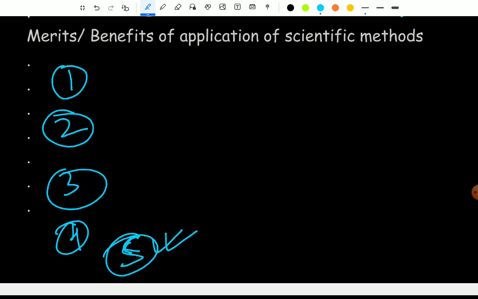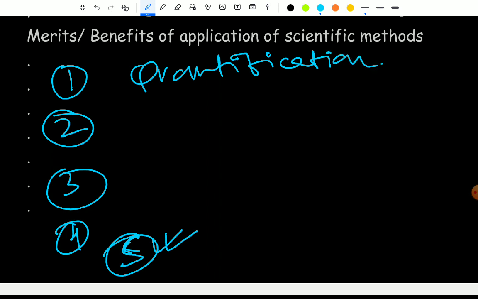So there are multiple benefits of the application of scientific methods. The first one is better quantification of the subject under study. It brings in objectivity. I will basically write the keywords. The first benefit is better quantification of the subject under study. The second benefit is that it brings in objectivity and value neutrality.